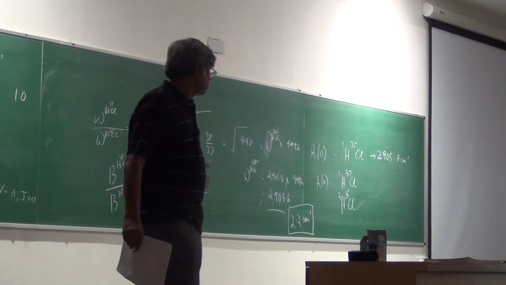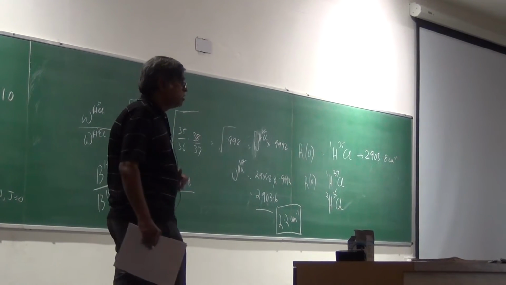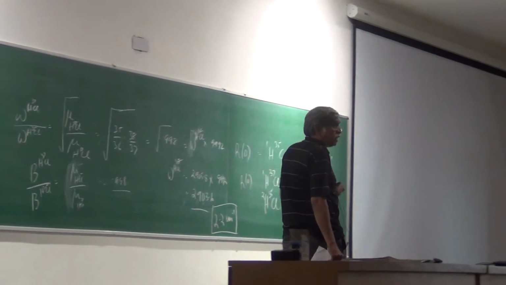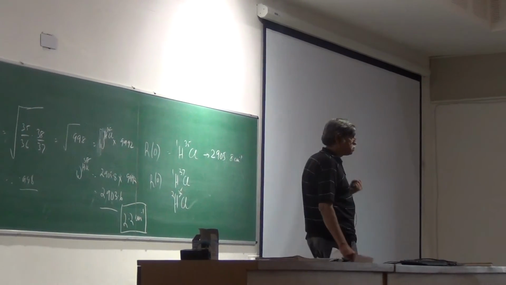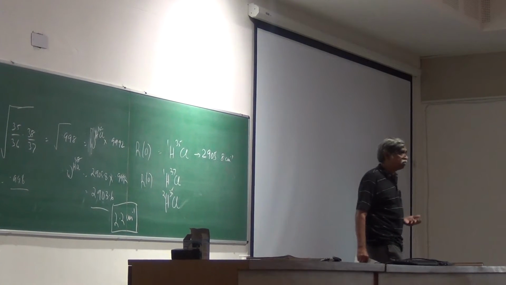In fact, if this comes up to 2903, there is something like 800 wave numbers shifted away. Because when you are changing HCl to DCl, what are you doing? You are changing the mass from 1 to 2, so 50%. Almost twice. That's what it is. Different by a factor of 2.